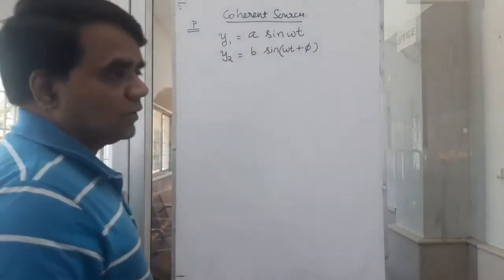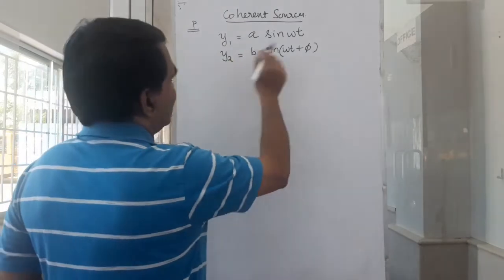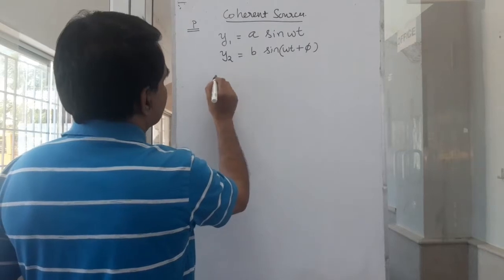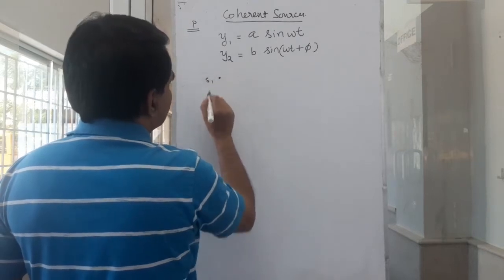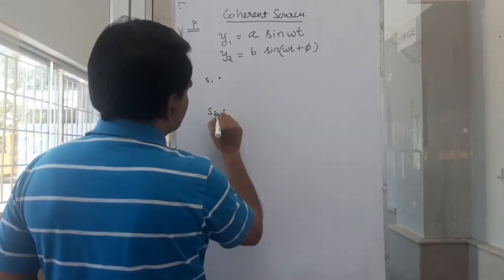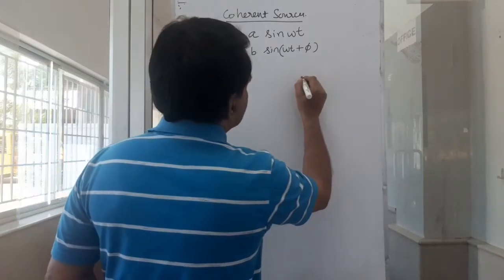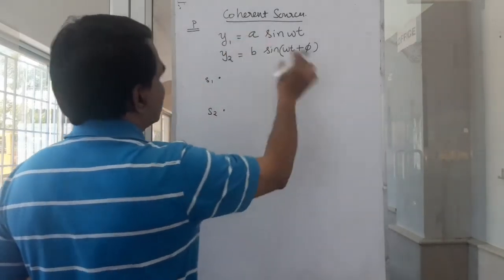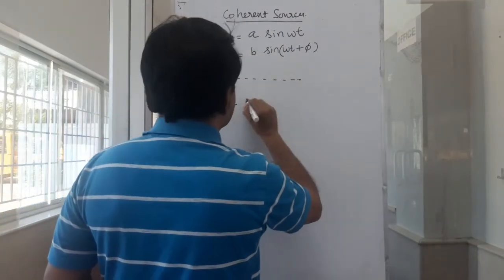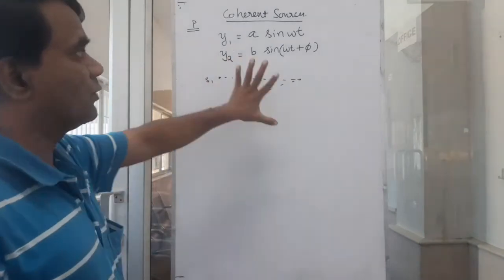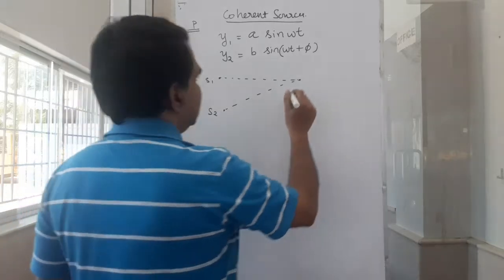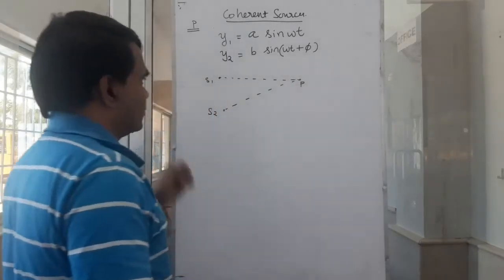Now, the point is, what would be the value at this point P? So let me draw it again. I have S1 here, produces y1, and maybe S2 here. This produces y2, and then I'm just taking a point P, and I'm trying to figure out what would be the amplitude of the value of this superposition here at this point P. That is what I want to figure out.